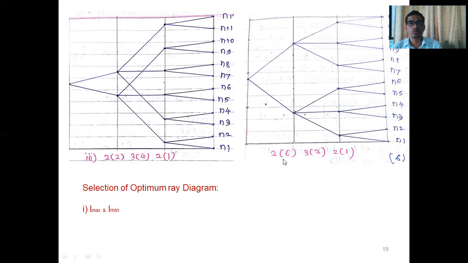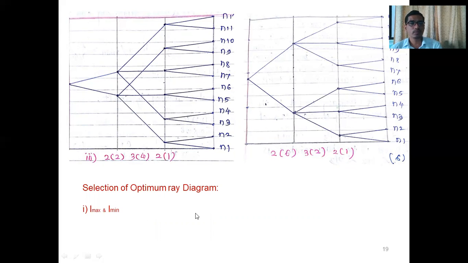Next one we have 2, 6, 3, 2 and 2, 1. So here 2 lines from the input and 6 will be the spacing. Then 3 lines, 1, 2, 3, and the spacing will be 2. For this also 3 lines and 2 spacing. And the last one, 2 lines and 1 spacing, meaning all the nodes on the output shafts are covered. So this is the structural diagram for the structural formula 2, 6, 3, 2 and 2, 1.